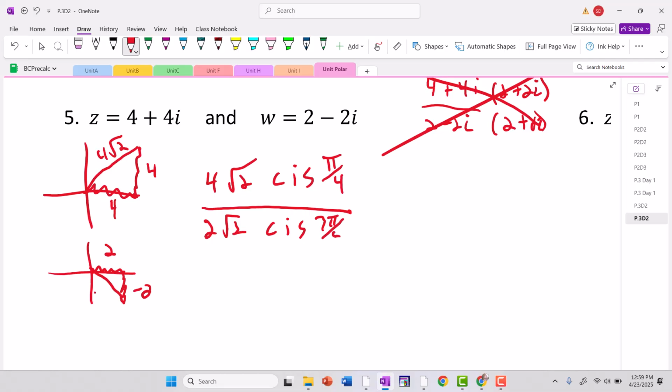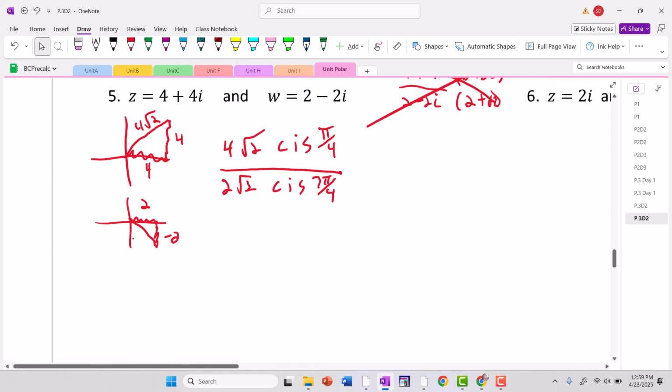You're a fool if you don't graph it. Notice I didn't do inverse tan. I didn't do the Pythagorean theorem because we should recognize these and make your life easier. All right, 4 over 2 is 2. Root 2's cancel. And then this is sis.